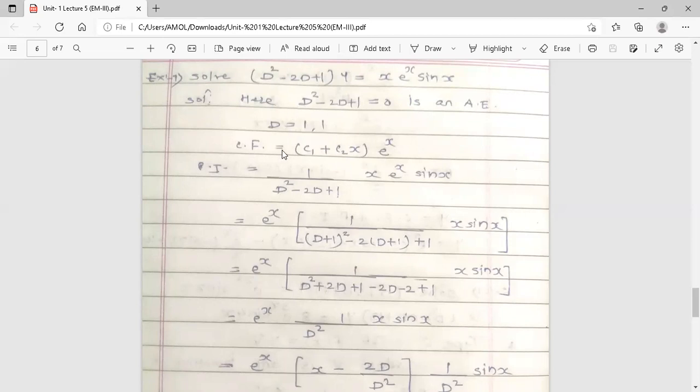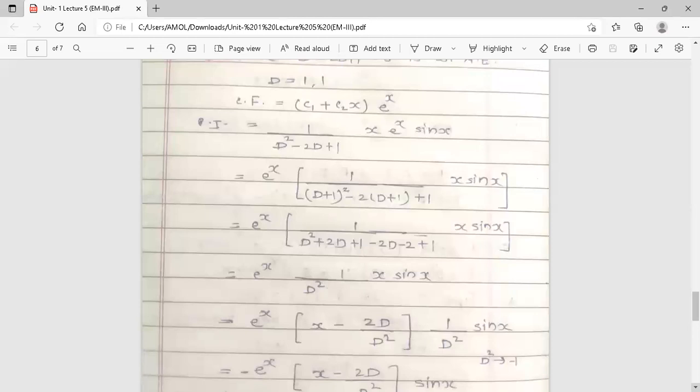So the complementary function is c1 plus c2x into e raised to x. Using the rule of complementary function, when two roots are equal, then how to write the complementary function? We already discussed in the first lecture the rules of complementary function. So here when two factors are repeated and they are real numbers, the complementary function is c1 plus c2x into e raised to x. Now how to find the PI?